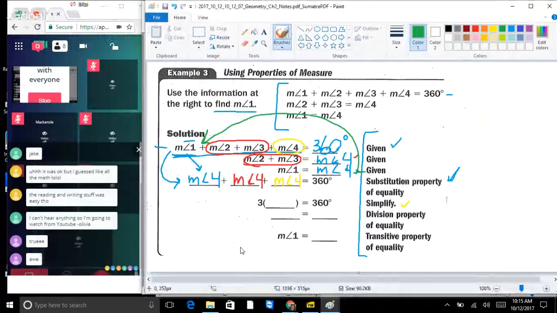All right, so what is the measure of angle 4 plus the measure of angle 4 plus the measure of angle 4? That's just 3 times the measure of angle 4, right? And we're allowed to do that because we can just simplify.